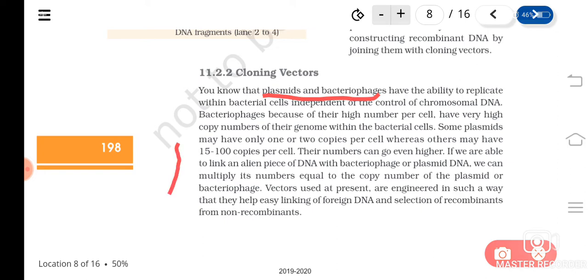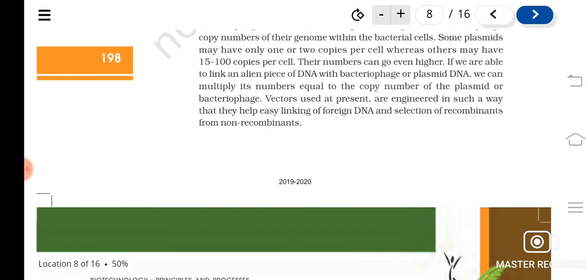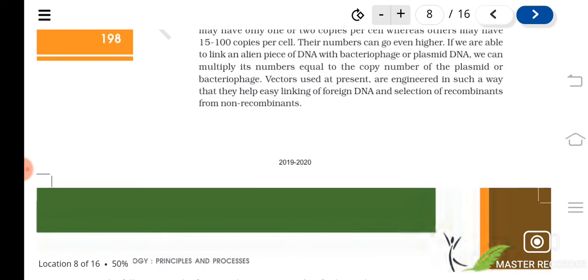The vectors we now use in biotechnological methods are engineered, means they are biotechnologically modified in such a way that foreign DNA can be easily linked to them, and also we can select the recombinants from the non-recombinants. That kind of plasmids or vectors are designed now. Understood? So easily we can add, and also we can select the recombinants from the non-recombinants.